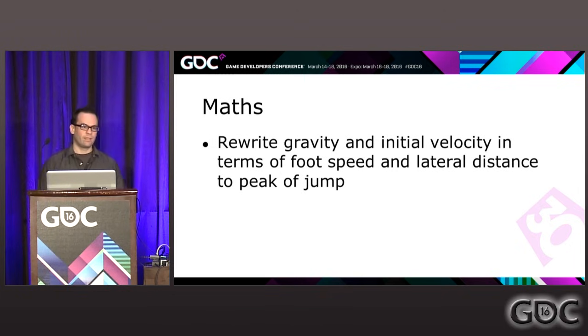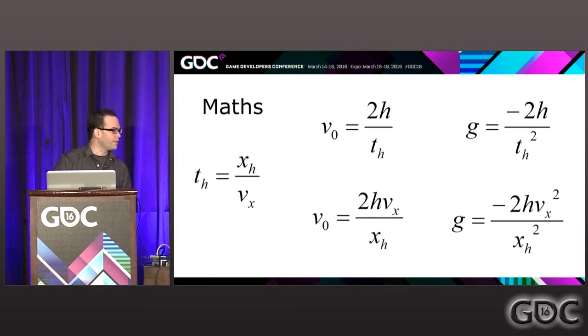And to do this, we're going to take the equations we found previously for those values and make some substitutions. So on the left here, we have a substitution for t sub h, the duration to the peak of the jump. We can rewrite this as x sub h, the horizontal distance to the peak of the jump, divided by our lateral foot speed v sub x. On the top row, we have the equations we found previously for initial velocity and gravity. And on the bottom row, we've substituted that t sub h term with this substitution from the side.